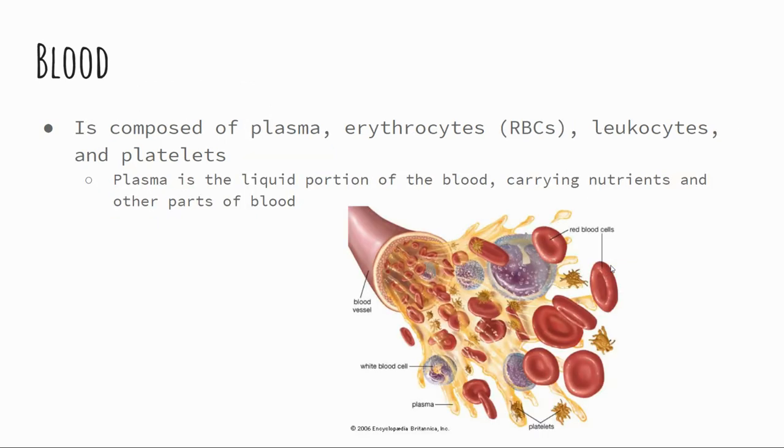So again, we've talked about what blood is composed of back in the first half of Unit 6, but in review, blood is composed of plasma, red blood cells also called erythrocytes, leukocytes, which are your white blood cells, and platelets. Plasma is a liquid portion of the blood which carries nutrients and other parts of the blood.